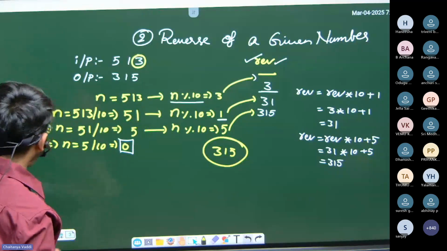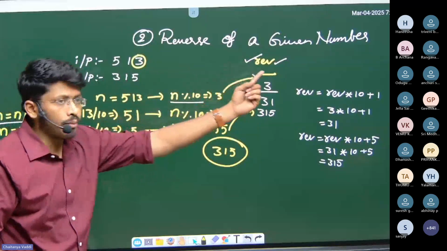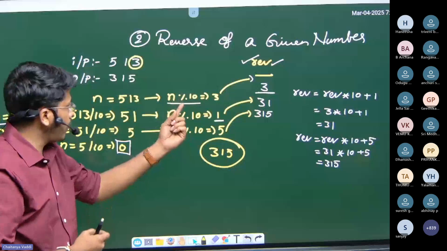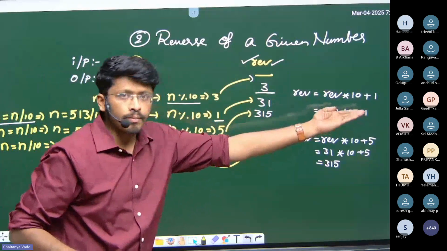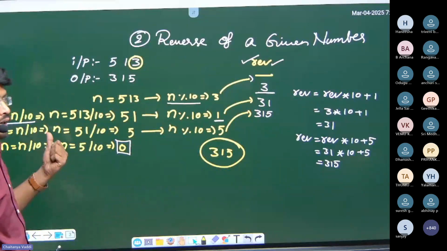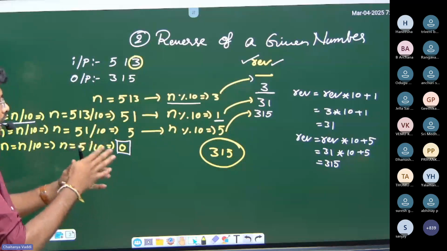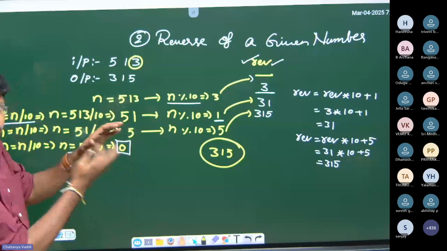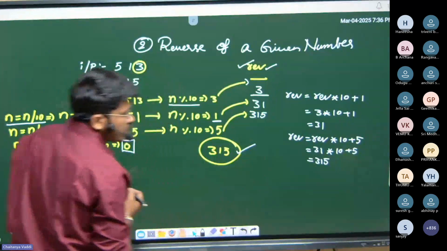Now, first we have to take a number from the user, and then we have to take one variable REV. Then we have to retrieve the unit digit value from the number, and store that value in REV in terms of this formula, right? And then n by 10, dividing the number by 10. These 3 statements should be executed until n becomes 0, right? So for that, I'm taking all these 3 statements in a while loop. And at the end I will print the REV value, 315. Okay, for this, let's check the code.